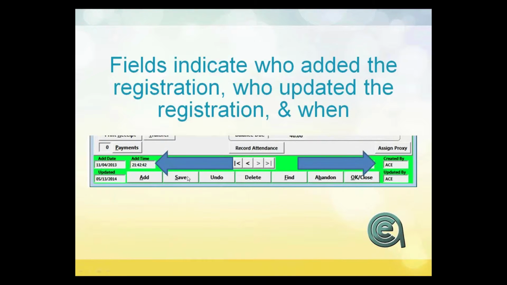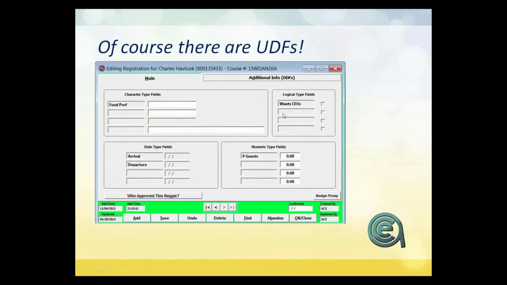At the bottom of the screen, in the green status screen, you've got who was the creator, who added the registration, who was the one that updated it, when it was added, and when it was updated. Of course, for those of you who use ACEware, a registration from the web would be www.web. This is how that registration was entered.